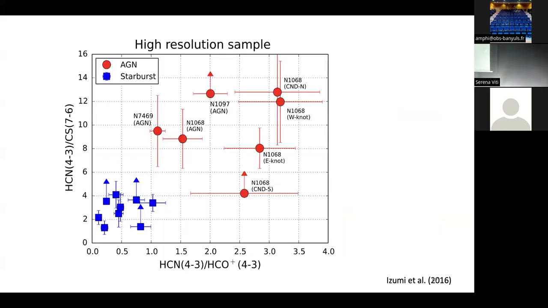This diagram gives you an example of it. Again, ignore the details, but just look at the blue and the red. The red and the blue seem to be very separated in this diagram. The red is the AGN, the blue is a starburst. It's showing you here that there is an enhancement of HCN compared to HCO+ that really seems to differentiate these two sets of galaxies. This diagram, from Izumi and collaborators, has become very famous. It's called the HCN diagram.